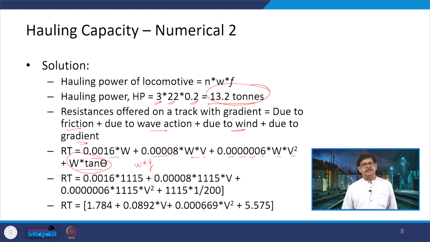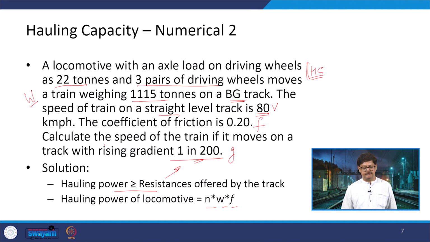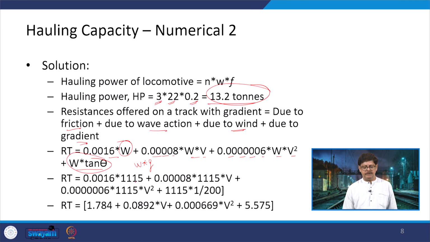When we place the values here, we have been given the value of W as 1115. You can see that it is already given as 1115. So, when we put that value here, what we get is 0.0016 into 1115 plus 0.00008 into 1115 into V plus 0.0000006 into 1115 into V square plus 1115 multiplied by 1 by 200, which is the gradient.